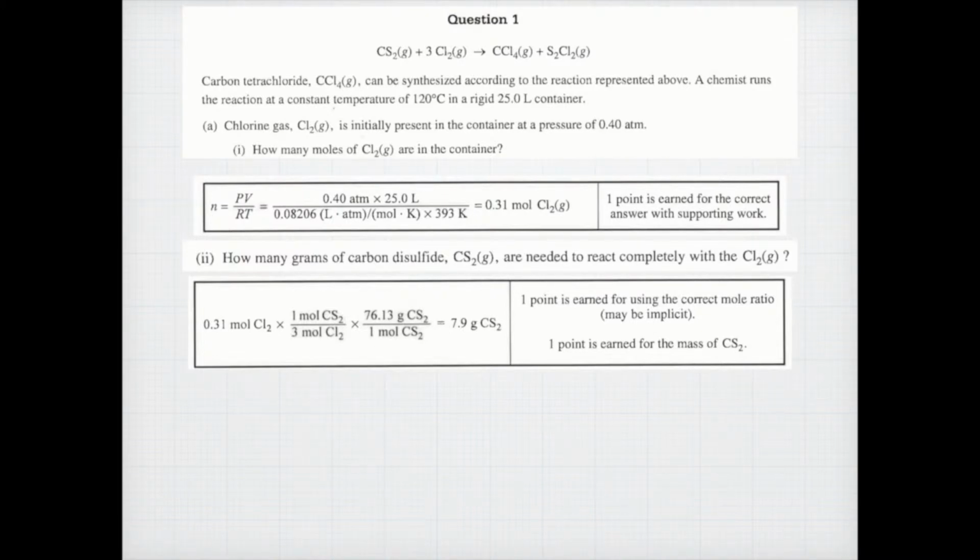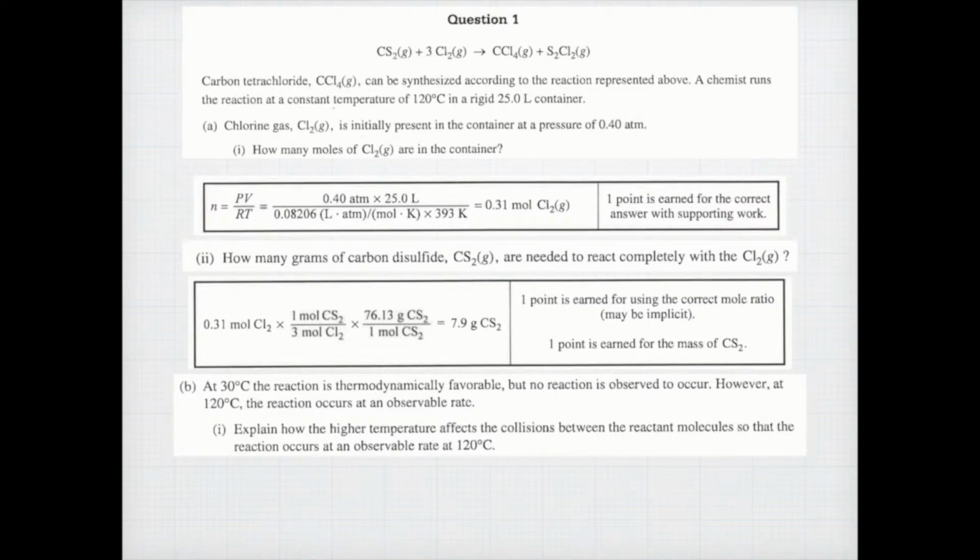All right? In B, it says at 30 degrees Celsius, the reaction is thermodynamically favorable, but no reaction is observed. However, at 120 degrees Celsius, the reaction occurs. All right? So this gets into why does the reaction rate increase when temperature increases? So let's read the question. In I, it says, explain how the higher temperature affects the collisions between the reactant molecules so that the reaction occurs at an observable rate.